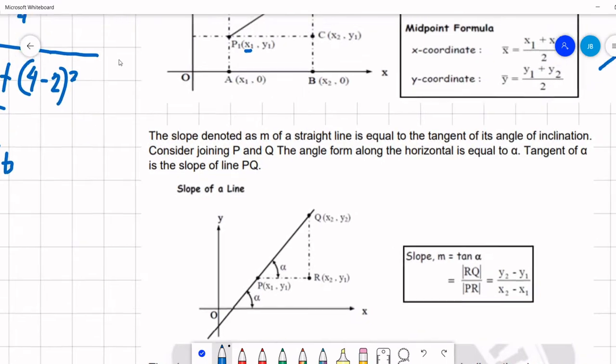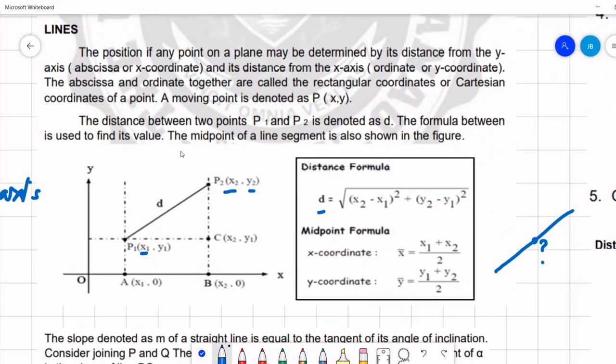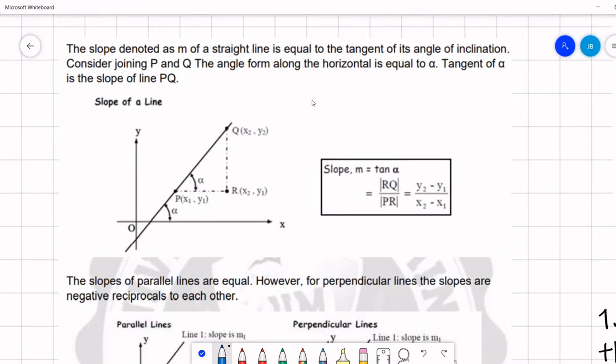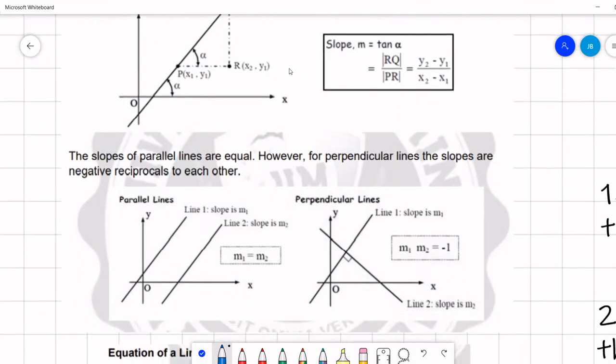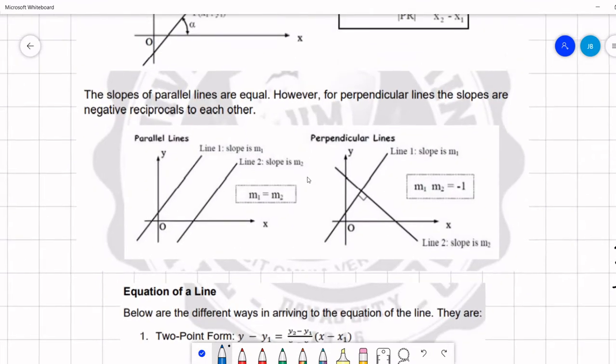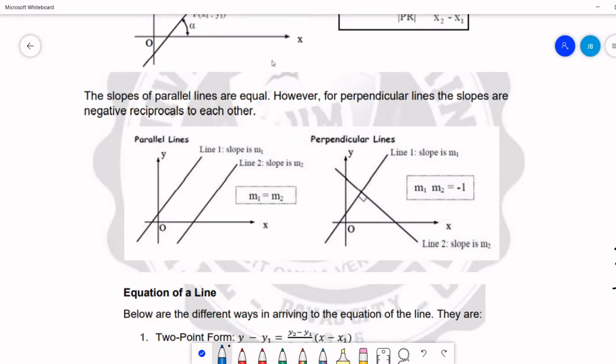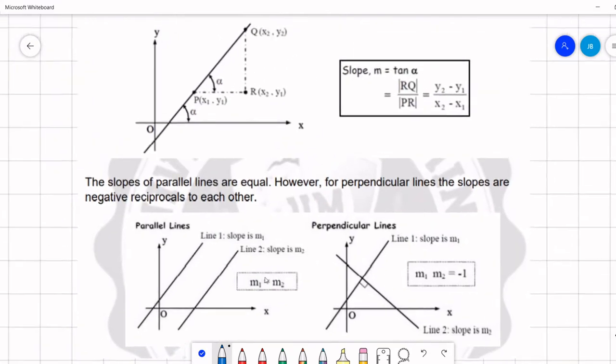Okay, so that is it for our first example. Now, we have what we call the equations of a line. We are going to learn, but before that, we're going to learn the slope of a parallel line and perpendicular line. So what is a slope? In getting a slope, actually you have a formula for that as well.